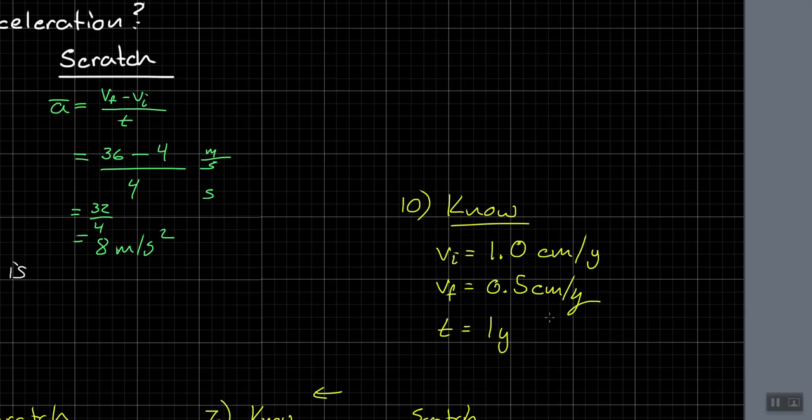Can you guys subtract? Boom. What's 0.5 minus 1? Negative 0.5 centimeters. Ooh, what's the unit on it? Centimeters per year squared. Negative 0.5 centimeters per year squared.